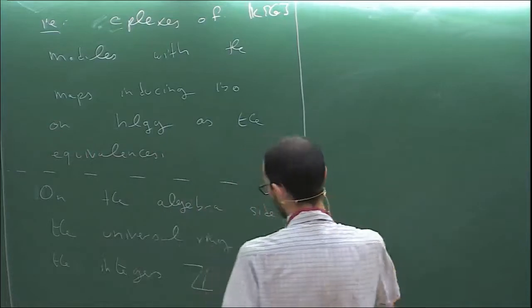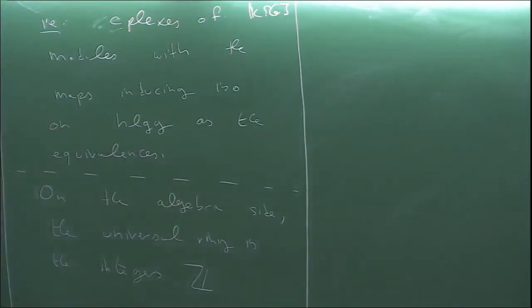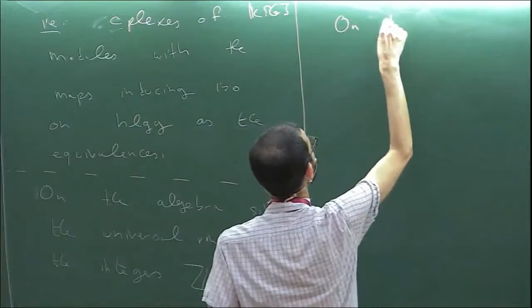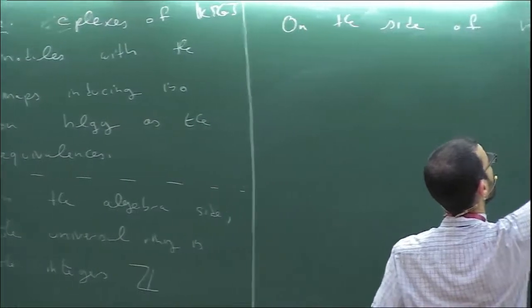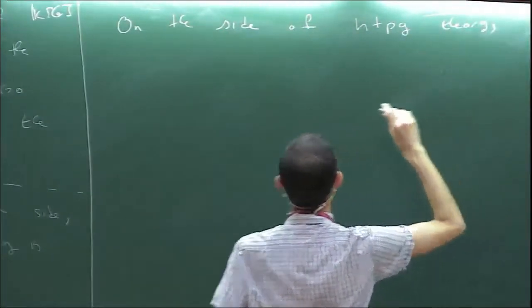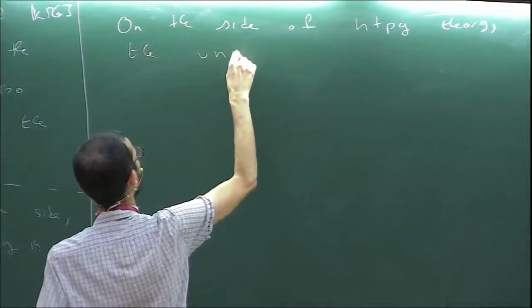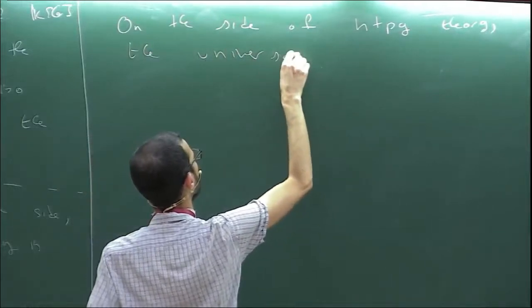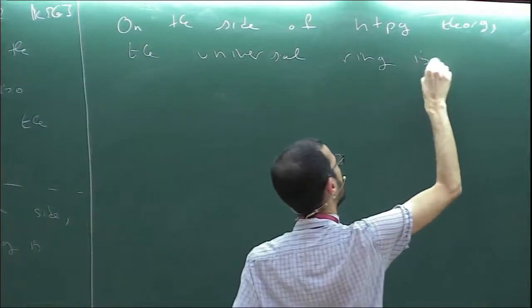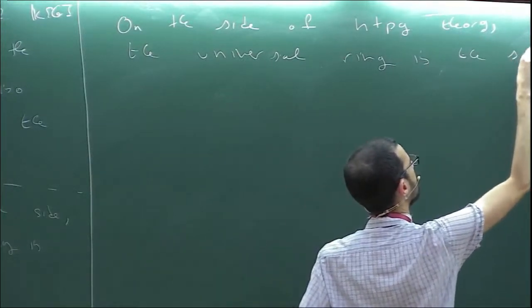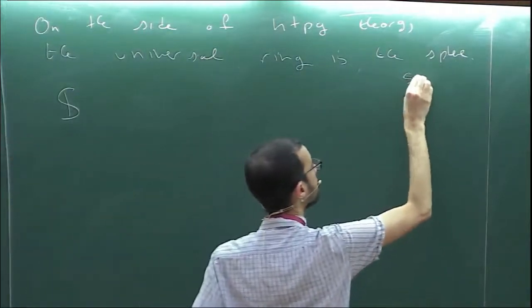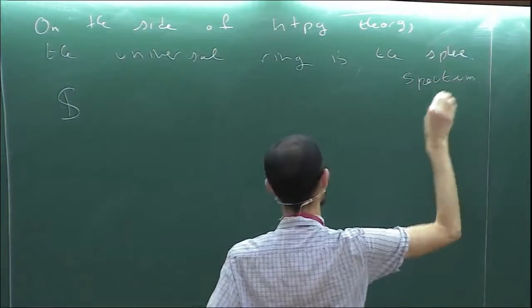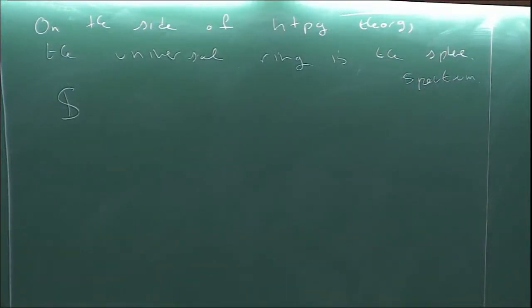On the homotopy side, the universal ring is the sphere, and really, what I mean is the sphere spectrum. So the first question you should ask is, why did I have to pass to spectra?